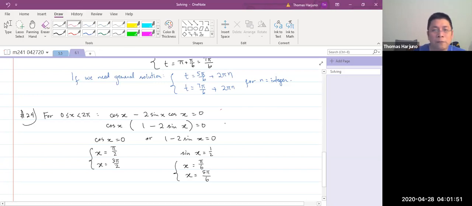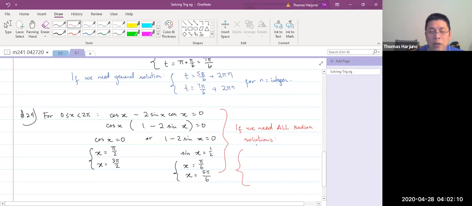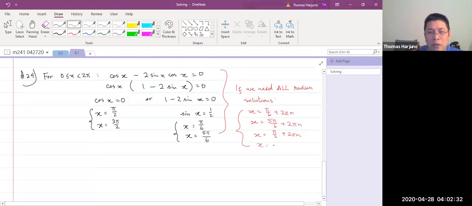Again, if we need all general solutions, then the solutions will be x equals pi over 6 plus 2 pi n, x equals 5 pi over 6 plus 2 pi n, x equals pi over 2 plus 2 pi n, x equals 3 pi over 2 plus 2 pi n.